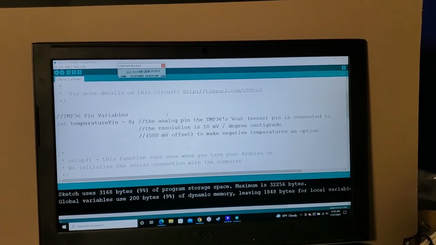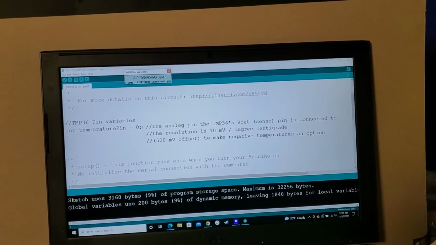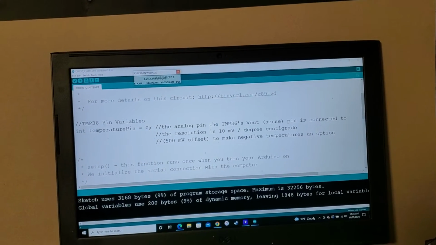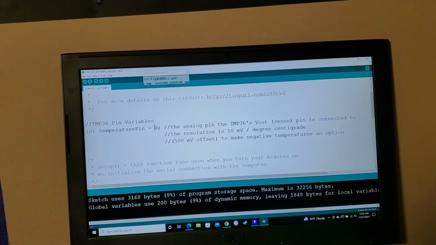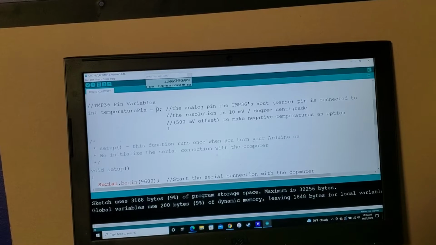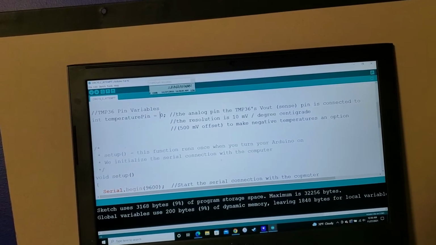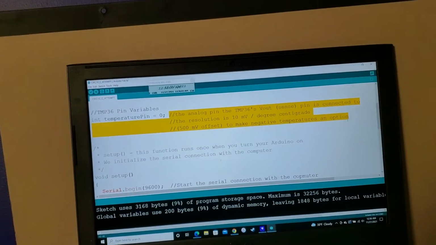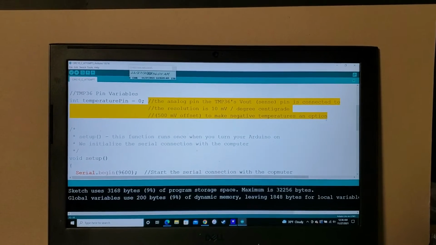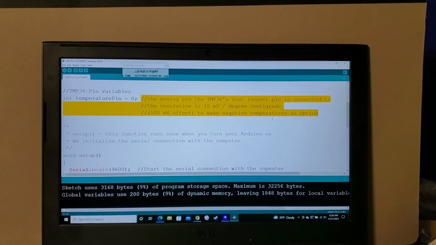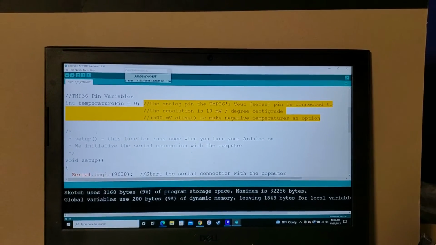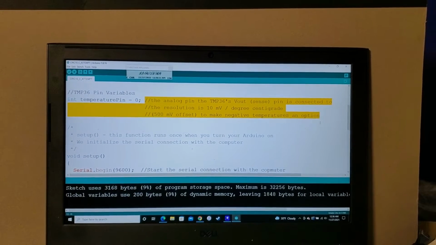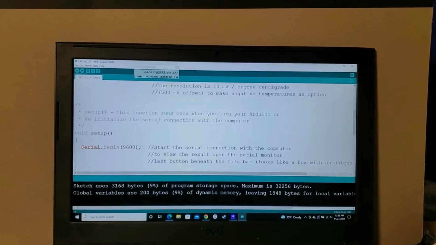This is an analog sensor, so we're going into analog 0. You could put 0 or A0, and both will work. This information right here is specific to our sensor. It gives us a resolution, if you want to think of it that way, of how many millivolts per degree centigrade our system can detect.